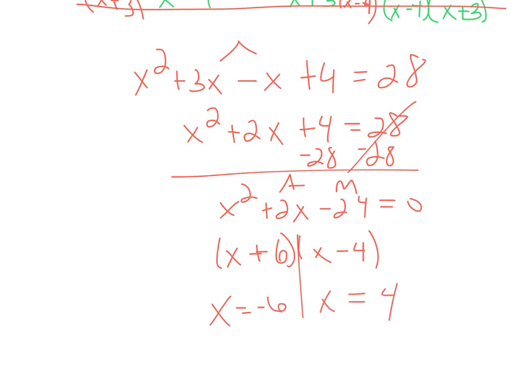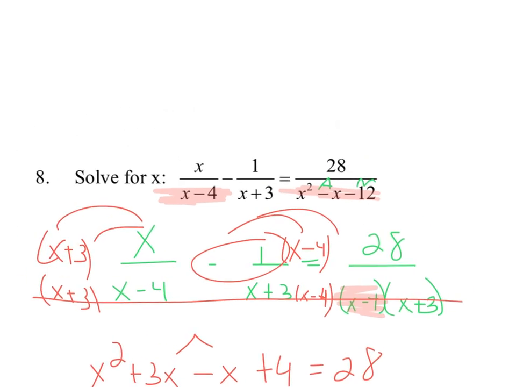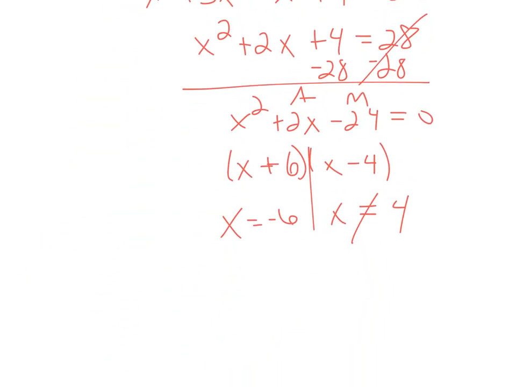We're going to reject 4 because if you look at the top at the original problem, this guy here has -4. So does this guy when you factor it. So when you plug in 4 into here and here, it becomes 0, and that means the denominator will be 0. And if the denominator is 0, it'll make this whole thing here become undefined. So the answer is just -6.